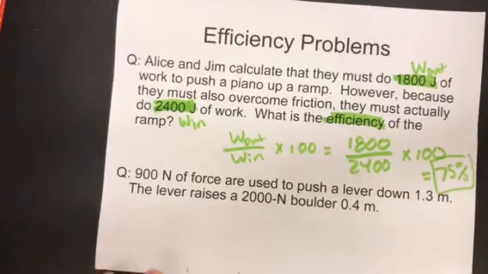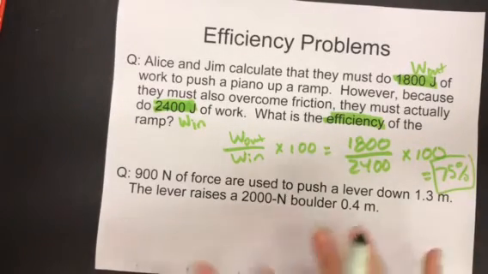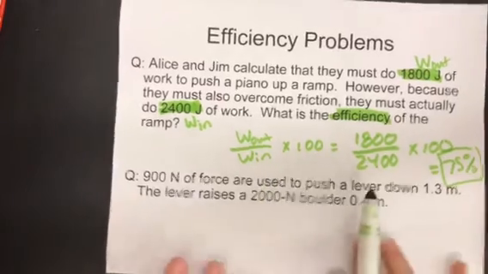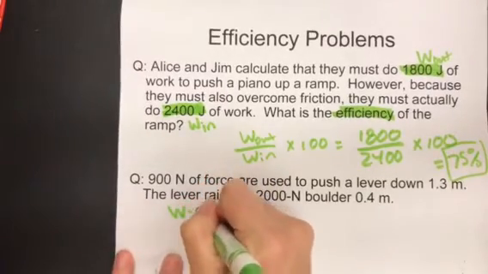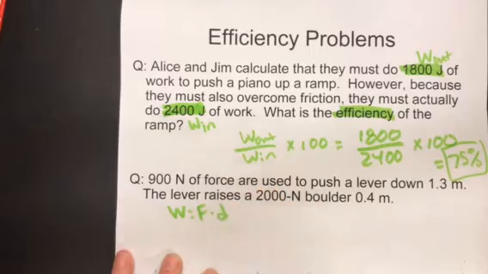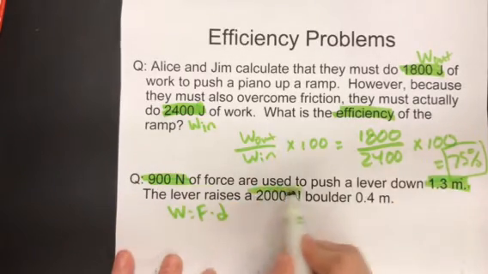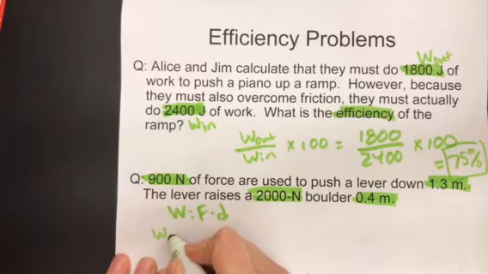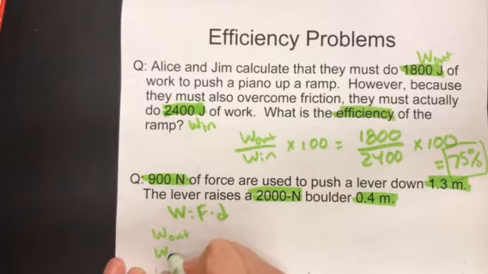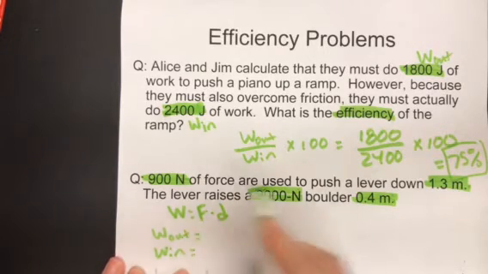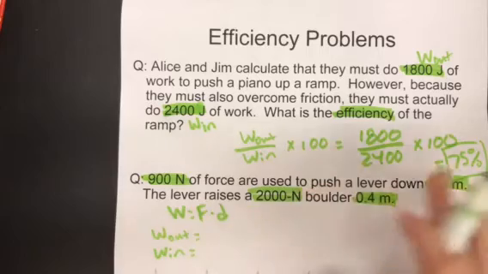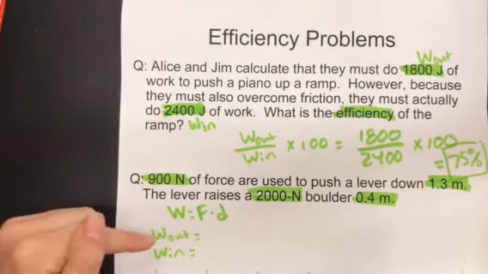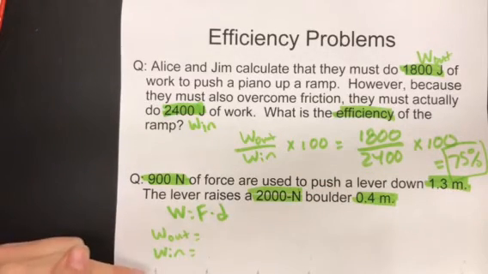Okay, now this last problem is the hardest. If you look, there is no work mentioned at all, and for the efficiency problem we need work. So what we need to do is bring in an old friend: work equals force times distance, because you have a force here, distance, force, distance. So the first thing you're going to have to do is find your work out and your work in. You have to read the problem and figure out which numbers go with what. Remember, out is what the machine is doing, in is what you are doing.